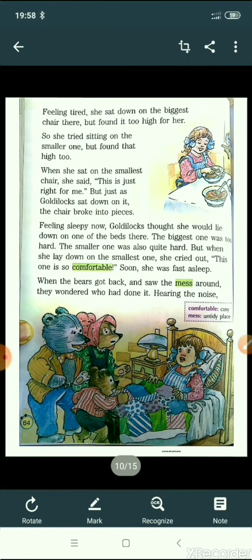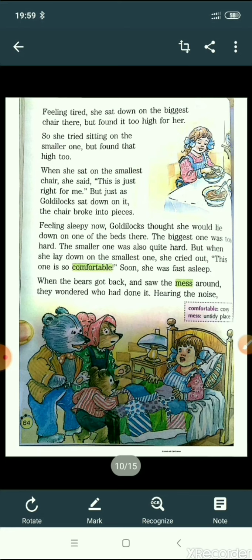Then she was feeling tired, so she sat down on a chair. Children, in that cottage there were three chairs. One was the biggest, the second one was of smaller size, and the third one was the smallest. First she sat on the biggest chair, but it was too high for her. Then she sat on the second chair, and that was also too high for her.